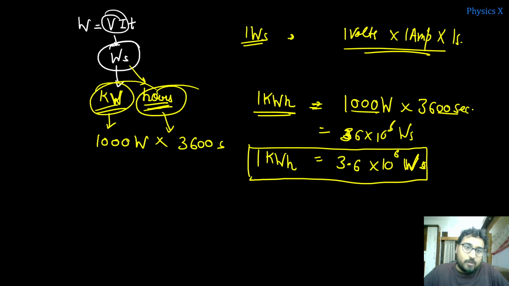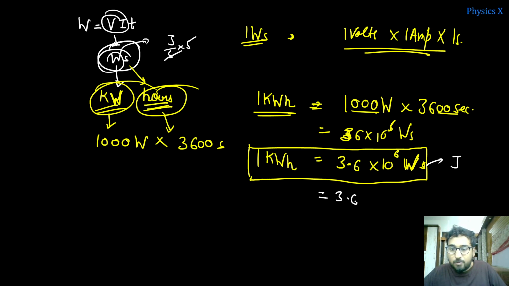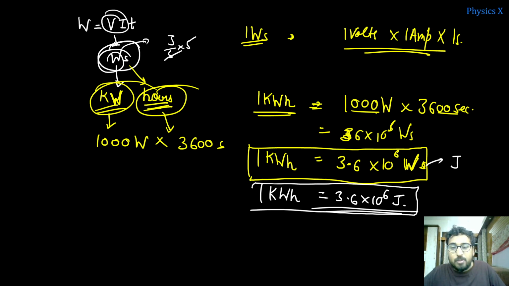Understood? Now, watt second is what? It is nothing but work done, joule per second into second. So watt second is nothing but joules also. This is 3.6 into 10 to the power 6 joules, right? So the meaning is that 1 kilowatt hour is equal to this many joules. You can see that joule is not a very big quantity, and we calculate like this. And this is nothing but the unit of electricity.